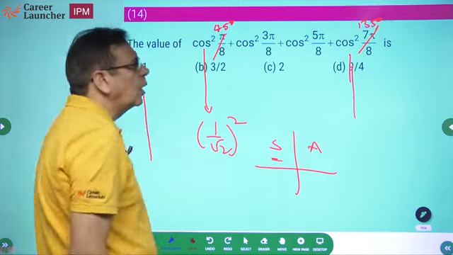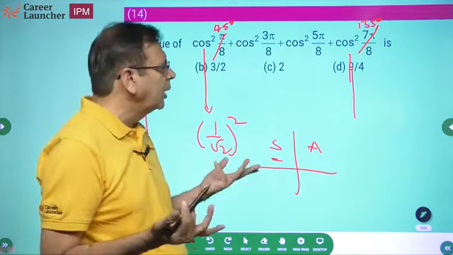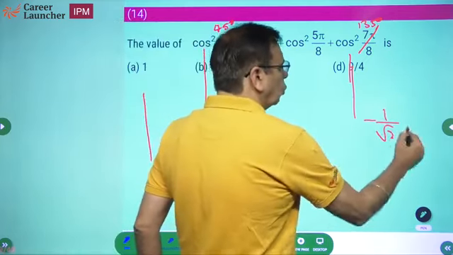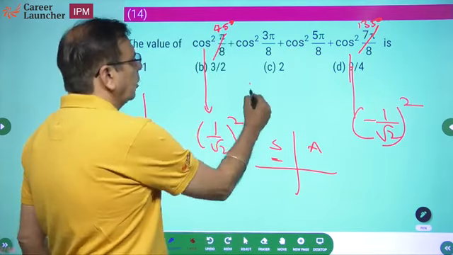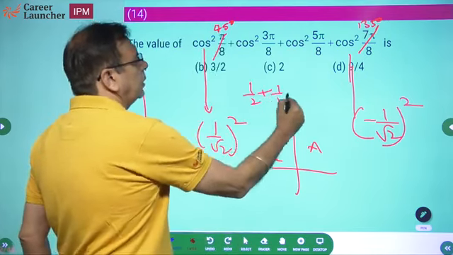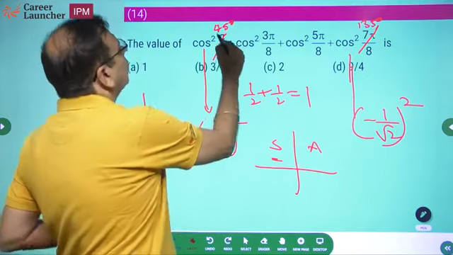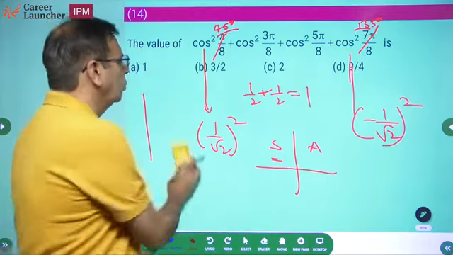In the second quadrant, cos will be negative. At 45 degrees, you will still get the same value of 1 by root 2, but it will be negative. It is going to be minus 1 by root 2 square. So what is the value of this? This will be half plus half, equal to 1. Clear? If this was 45 and 135, the answer would have been 1 for these two.